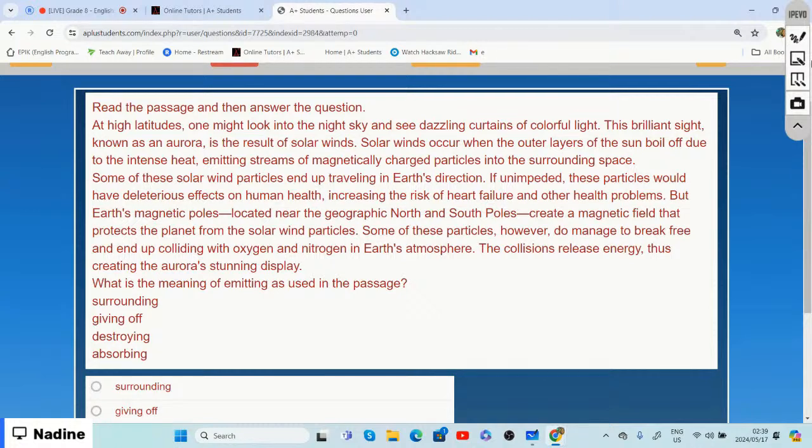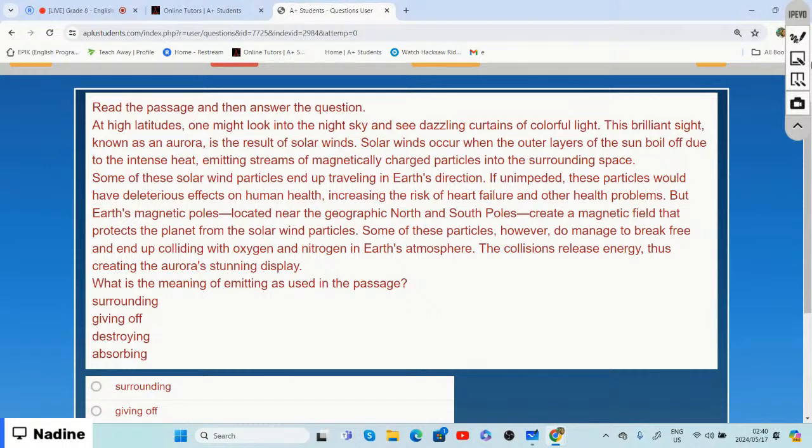Some of these solar wind particles end up traveling in Earth's direction. If unimpeded, these particles would have deleterious effects on human health, increasing the risk of heart failure and other health risks. But Earth's magnetic poles, located near the geographic north and south poles, create a magnetic field that protects the planet from the solar wind particles. Some of these particles, however, do manage to break free and end up colliding with oxygen and nitrogen in Earth's atmosphere. The collision releases energy, thus creating the aurora's stunning display.